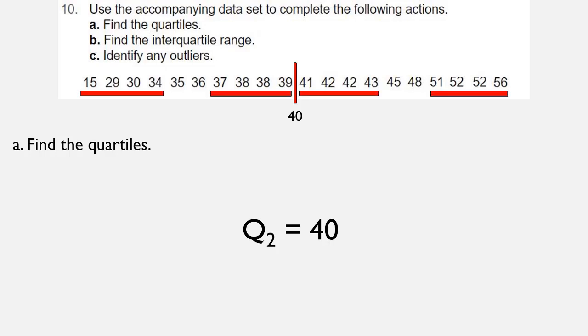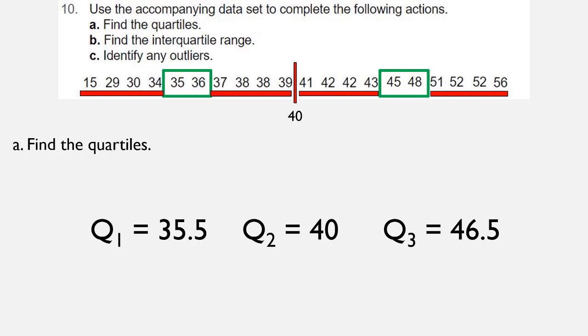So when we look at these, we split those up, and because there are an even number of data entries, on the left-hand side, there will be 2 central entries, and on the right-hand side, there will also be 2 central entries. On the left, those 2 entries are 35 and 36, so Q1 will be the average of those 2, which is 35.5. And on the right, the 2 central entries are 45 and 48, so Q3 will be the average of those 2 entries, which is 46.5. So those are your quartile values.